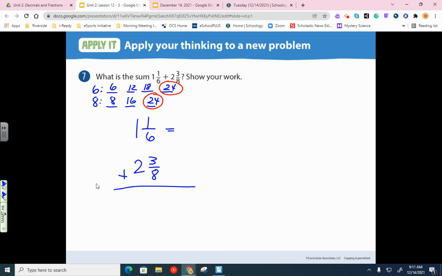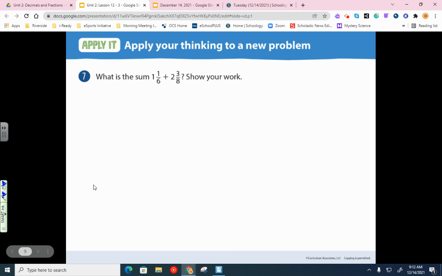All right, so if we're converting to the denominator of 24, let's make equivalent fractions. 8 times 3, that gives me 2 9/24. 6 times 4 gives me 1 4/24. We add up our fractional parts, that gives me 13/24. We add up our whole numbers, that gives me 3. And our answer is 3 13/24. Let's look at the next one.